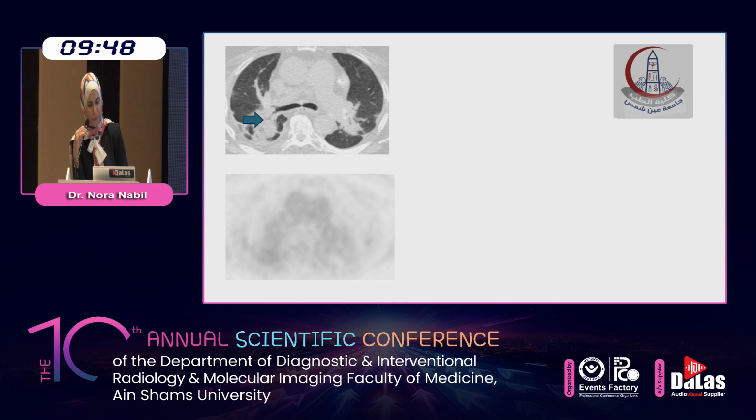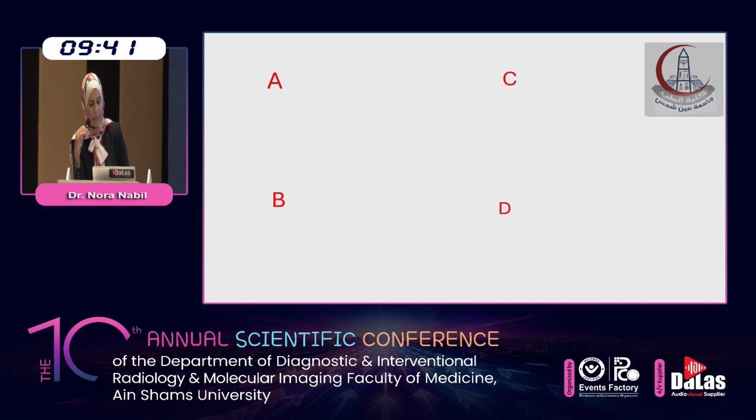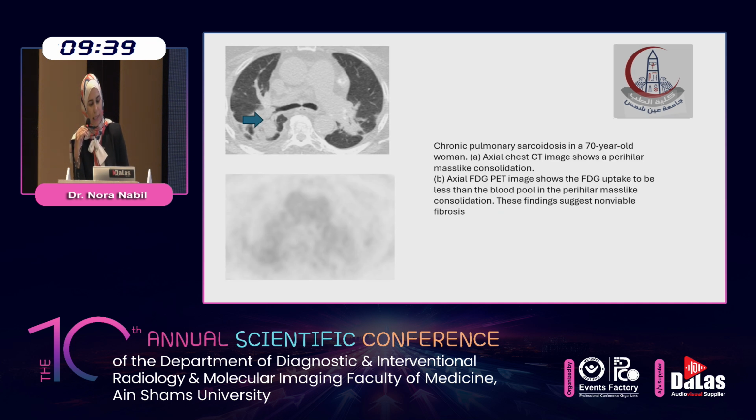Another example, chronic pulmonary sarcoidosis in a 70-year-old woman. As you can see, an axial CT scan image shows perihilar mass-like consolidations. Axial FDG PET shows the FDG uptake to be less than the blood pool, which means it is not active, it is a reversible fibrosis.